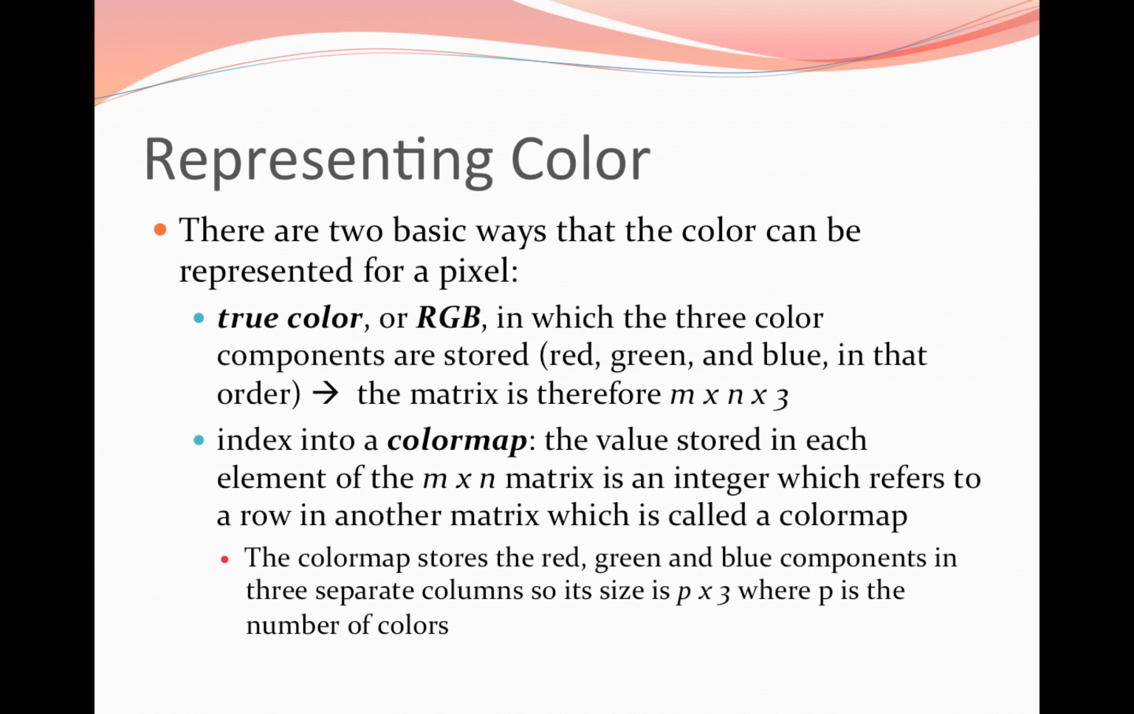The color map matrix stores the red, green, and blue components in three separate columns. So the size of the color map matrix is P by 3, where P is the number of colors. But you always have three columns representing the red, the green, and the blue components.